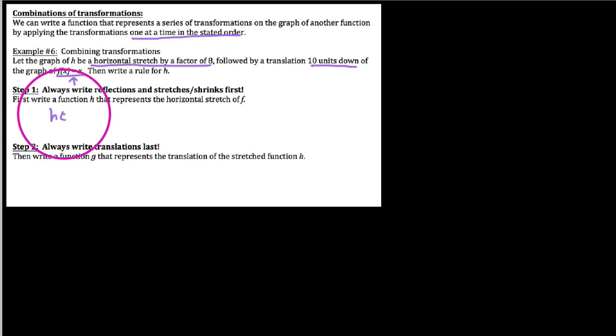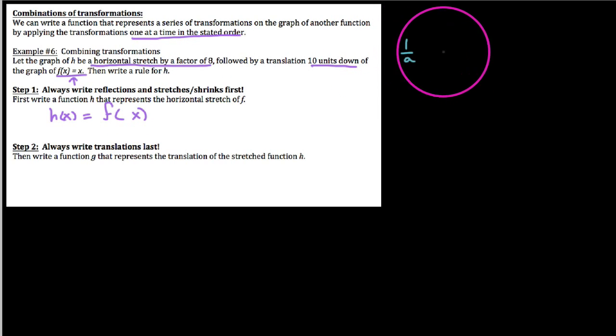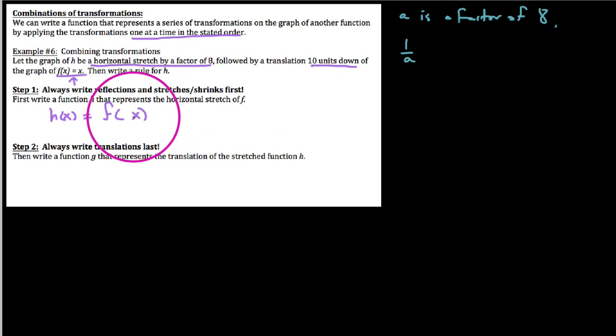So h of x is going to be a horizontal stretch of f of x. Now what do we remember about horizontal stretches? You're going to take all the initial x values times a factor. The important thing to remember is that a horizontal stretch is by a factor of 1 over a, where a is the factor that we want. So if a is a factor of 8, then what we're going to put in here is actually 1 over a. It's the reciprocal of the stretch factor that we want.